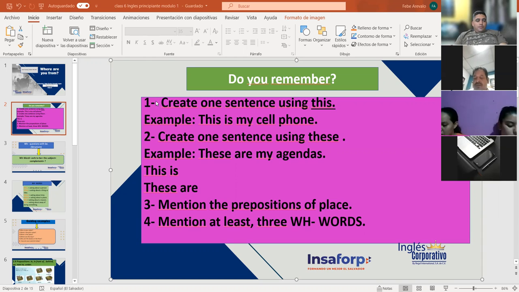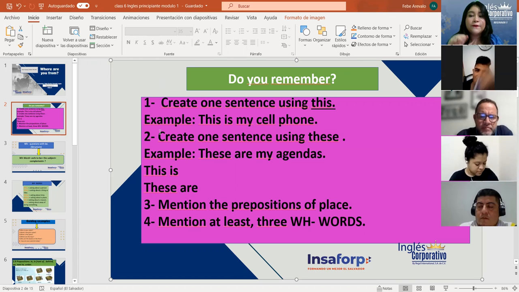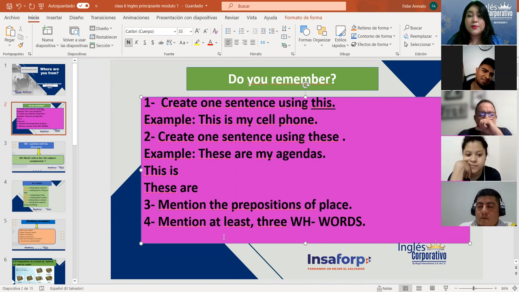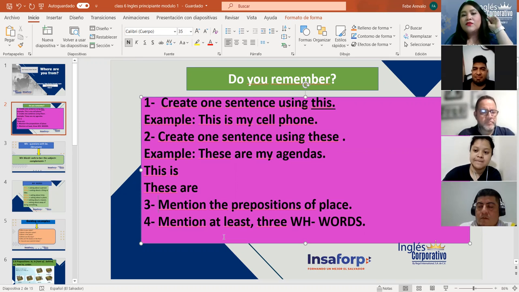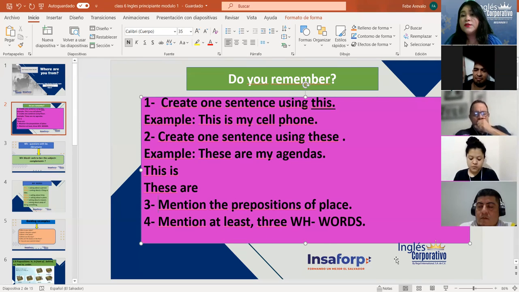All right, everyone, let's check this one. Muy bien, todos han realizado muy bien o excelentes a cierto punto sus sentences. Y eso es muy bueno porque quiere decir que está claro, right? The use of this and these. Ahora, vámonos un poquito. Number three, mention the prepositions of place. Yesterday, we were watching the prepositions of place, right? Ayer estábamos viendo las preposiciones de lugar. So, vamos a ver, a cada uno de ustedes les voy a ir preguntando una o dos prepositions.